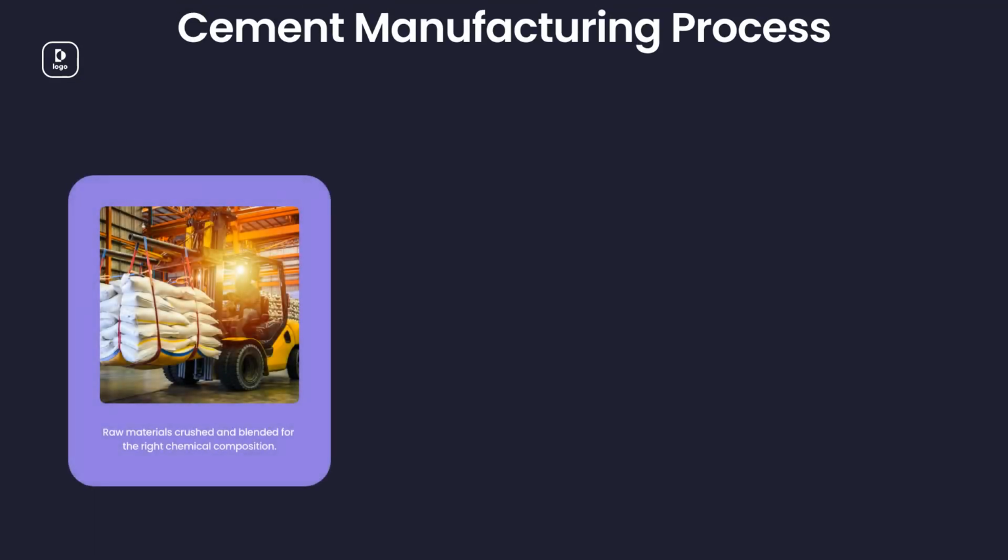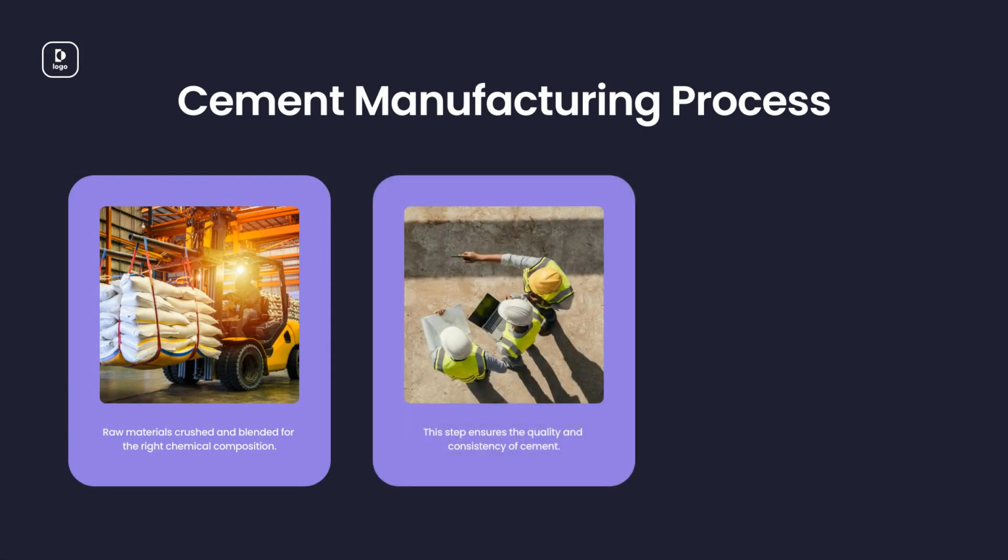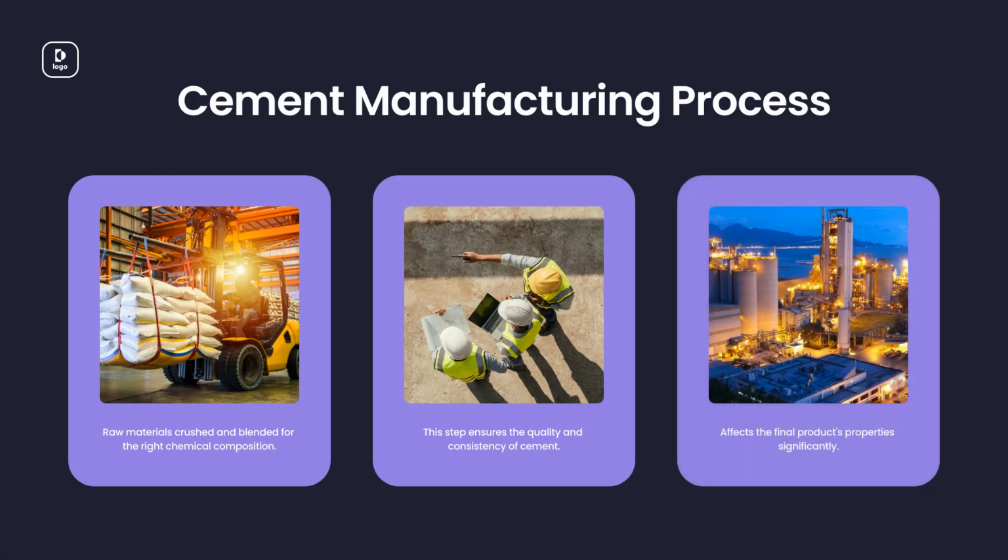Once the raw materials arrive at the plant, they are crushed and blended to achieve the desired chemical composition. This step is crucial for ensuring the quality and consistency of the cement produced, as it affects the final product's properties.